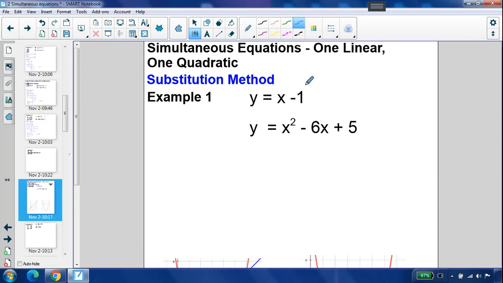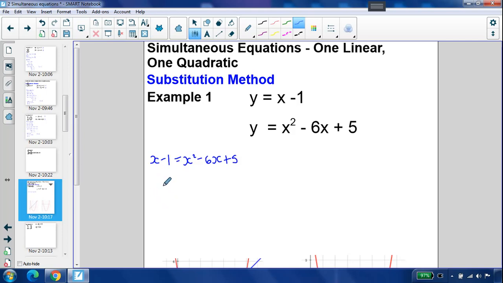And because they're both equal to y, we can almost equal them to each other. So I'm actually going to write x minus 1 is equal to x squared minus 6x plus 5. I'll just repeat that. Because they're equal to the same thing, we can equal them to each other. So now I'm going to move things around. I'm going to actually move the x and the minus 1 to the right hand side. So I'll almost be left with 0 on the left hand side.